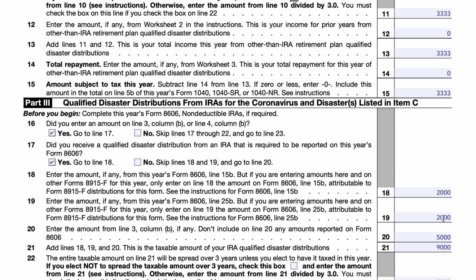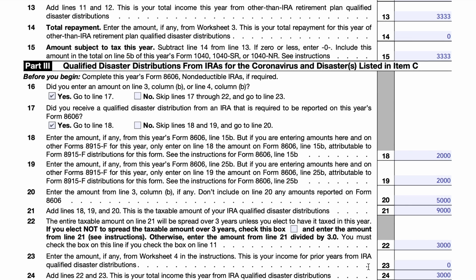Now in part 3, you do need to make sure that you've completed IRS Form 8606 if you are required to do that. So if you entered an amount on line 3, column B, or on line 4, column B, then we'll go to line 17. If you did not, then you'll just go straight to line 23 and start with worksheet 4.